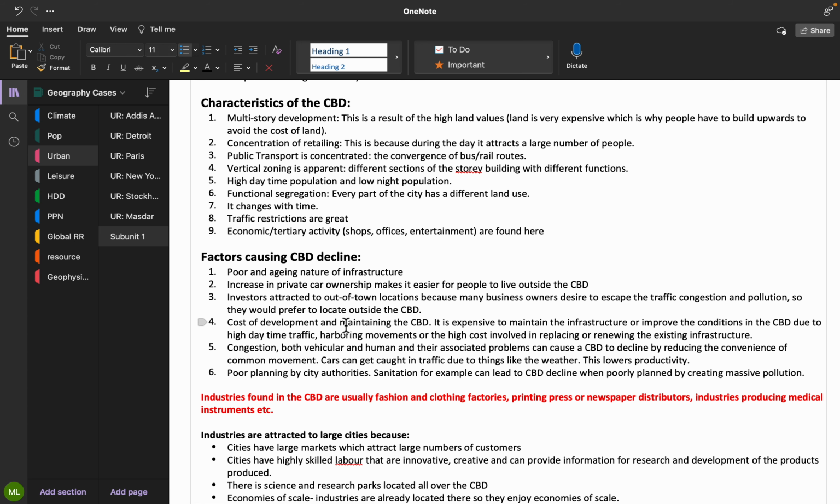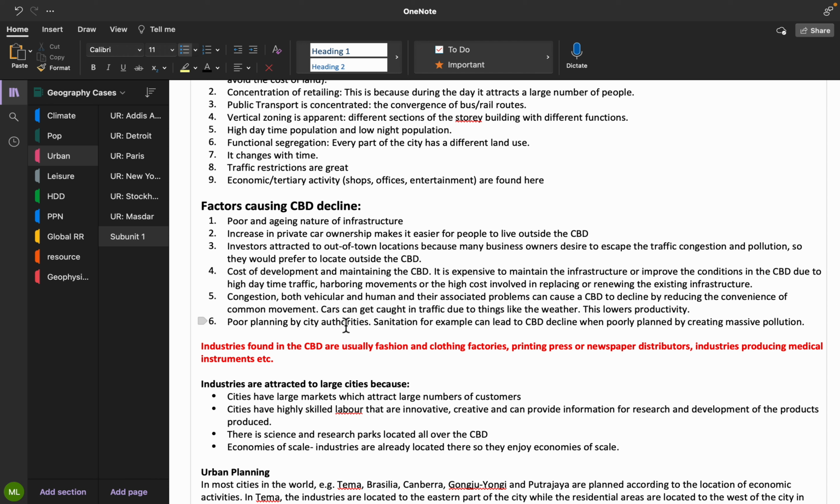Number 8, traffic restrictions are great and there's a lot of congestion in the streets. The more populated an area is, the more congestion you would face. So number 9, economic and tertiary activities. So like shops, offices, entertainment, all found there.